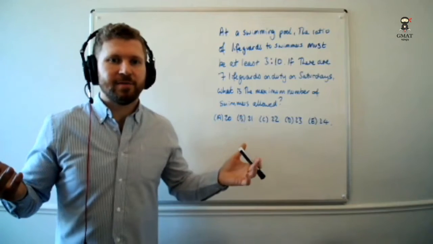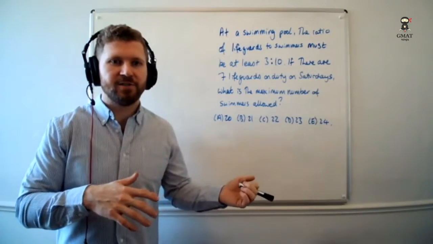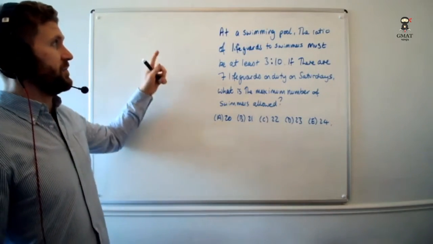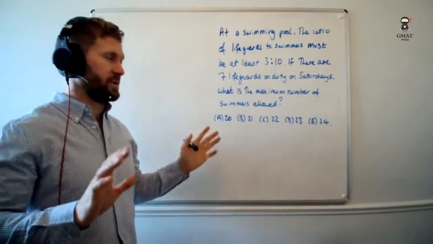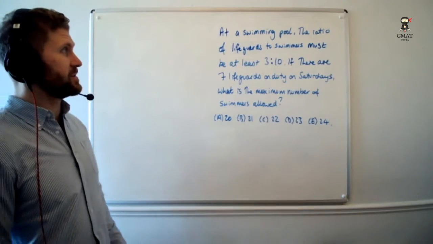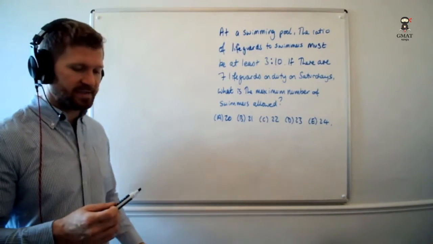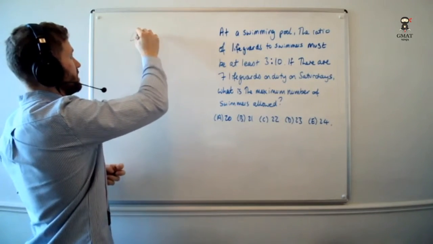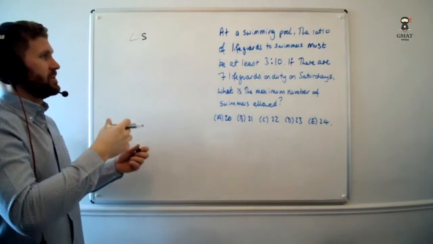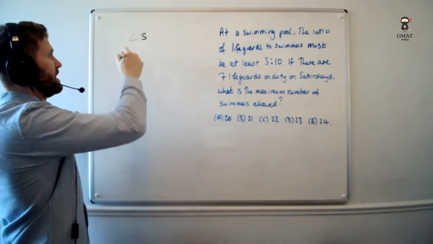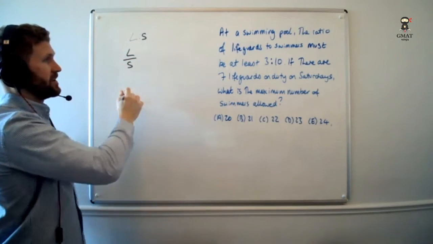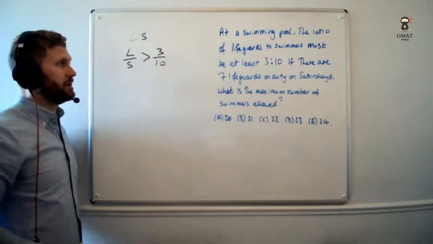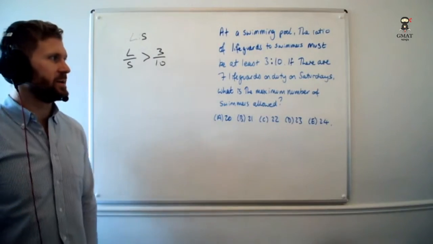Now, in a very similar way to the way we did in the algebra translations video, I'm going to read this one very literally. Now, the first sentence, at a swimming pool, okay, don't really need that, but the ratio of lifeguards to swimmers must be at least 3 to 10. Now, again, if you're using the lifeguards to swimmers way of looking at things, that's going to make things a little more difficult in this question. If I could write that as the ratio of lifeguards to swimmers must be at least 3 to 10, well, then I've got to weigh into this question.